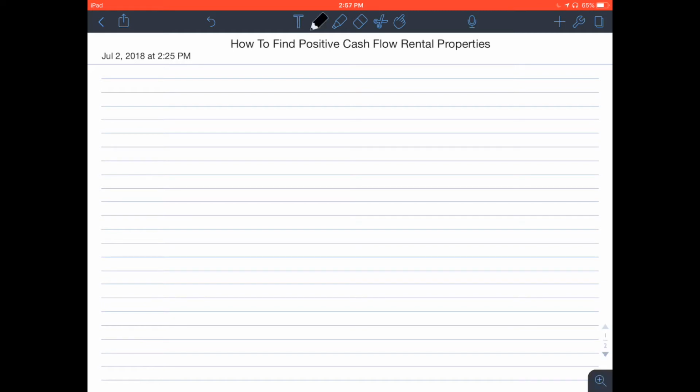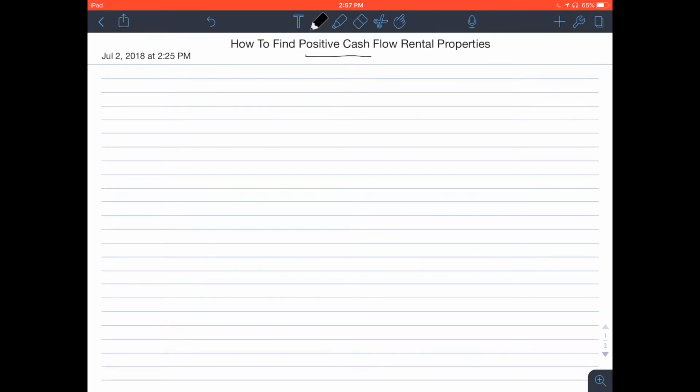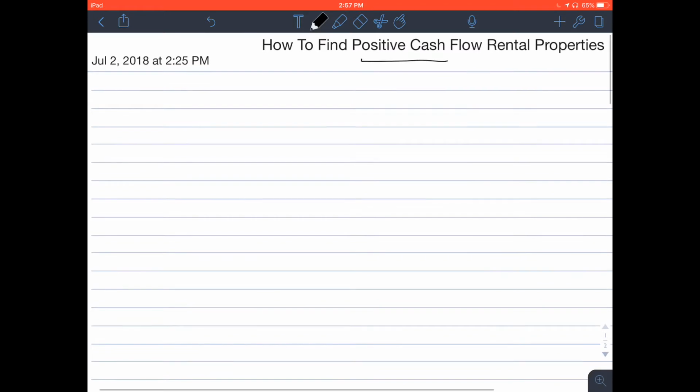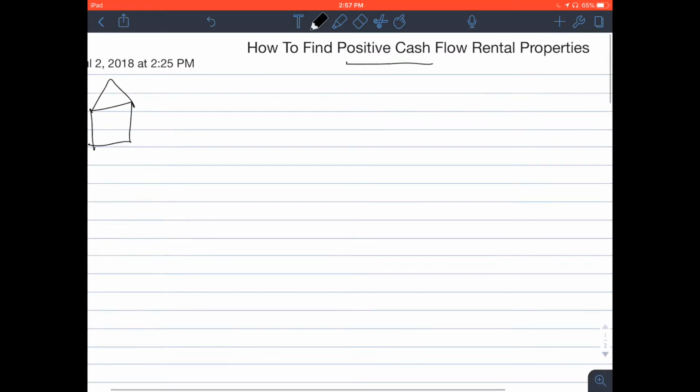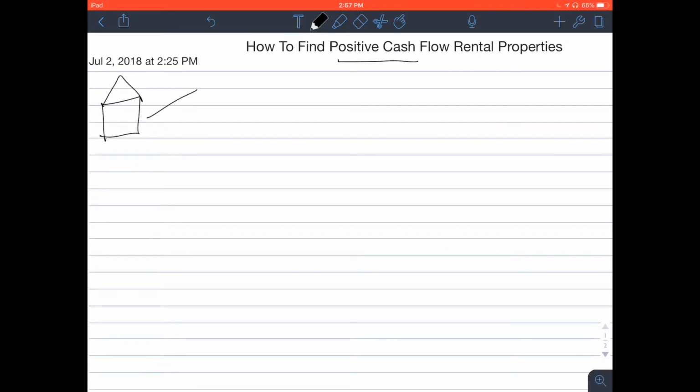All right, so why do we need positive cash flow, and what is cash flow and positive cash flow? If you buy a rental property, unless you pay cash for it, you're probably going to have a mortgage, so you're going to have debt on it, or it's going to be free and clear. Even if it's free and clear, you're still going to have certain types of liabilities like insurance and taxes.